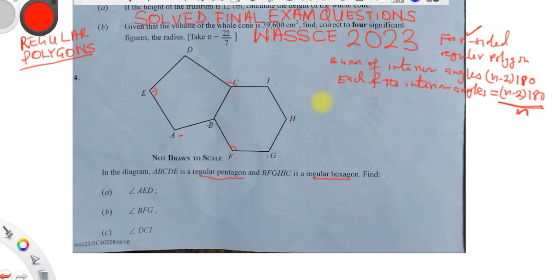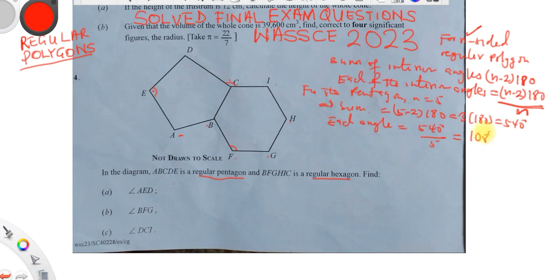So the sum of the interior angles for a pentagon, where n is equal to 5, is 5 minus 2 times 180, which is equal to 3 times 180, which is 540 degrees. If I want each interior angle of the regular pentagon, each angle is given by the sum, 540 degrees, over the number of sides, which is 5. This gives us 108 degrees.